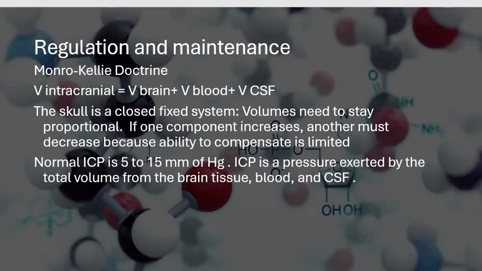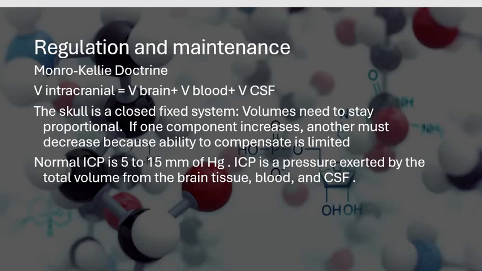So when we say that they have to be proportional, what we are saying is that in normal condition, if there is an increase in volume, such as blood, brain tissue swelling, or CSF, the body will attempt to compensate by adjusting the volume of the other two components. For example, let's say that there is an increase in the brain tissue due to swelling. Now, to manage that, the cerebrospinal fluid must be displaced or absorbed to make more room. Similarly, if there is a blood volume increase, for example, due to hemorrhage, then the venous blood may be compressed, reducing its volume and preventing an increase in intracranial pressure.